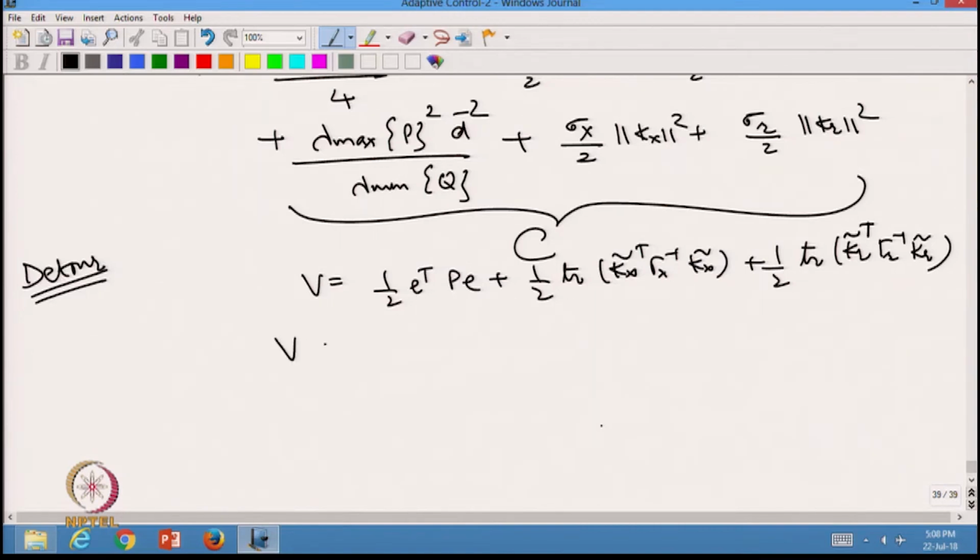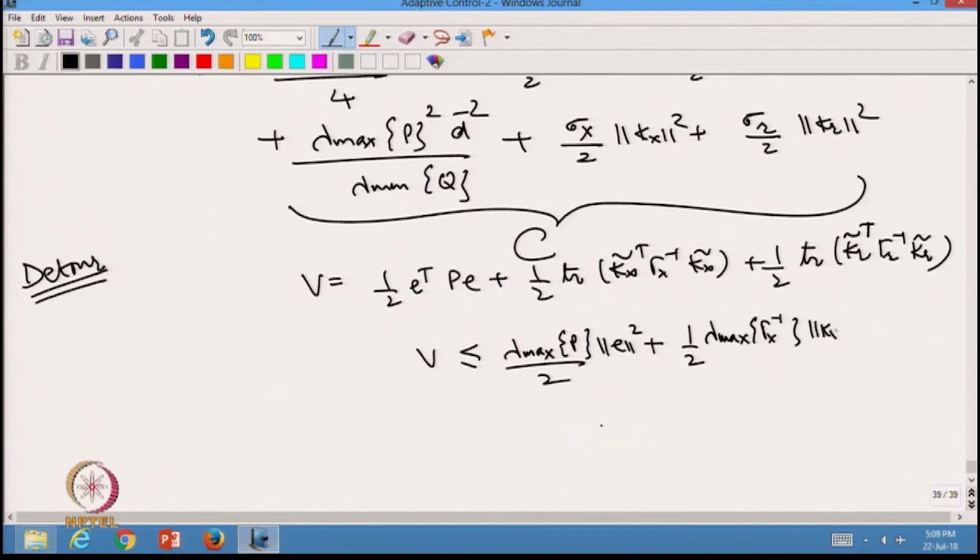So we can in fact do that. V can be upper bounded by lambda max of P times norm of e square plus, again using properties of trace and Frobenius norm, half of lambda max of Gamma x inverse times Frobenius norm of Kx tilde square plus half lambda max of Gamma r inverse times norm of Kr tilde square.